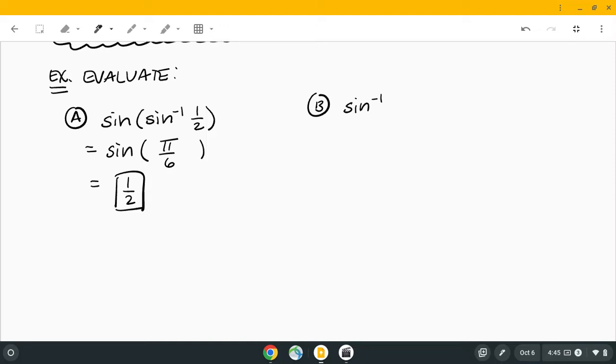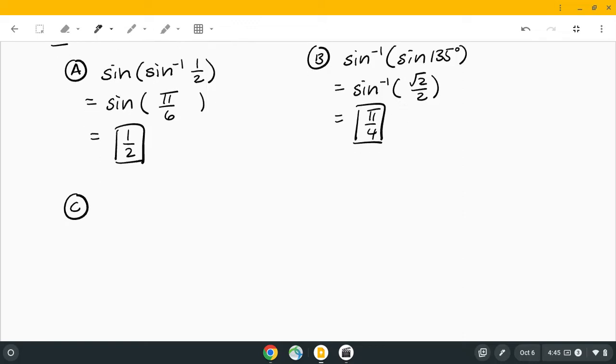Let's take a look at this one. You can do it the other way too. You can do the sine inverse of a sine. So sine of 135 degrees. If we start on the inside, sine of 135 degrees is square root 2 over 2. And now I can figure out the angle, sine inverse, where it's square root 2 over 2. And that would be 45 degrees, or just pi over 4.